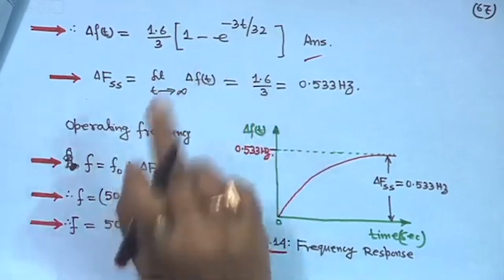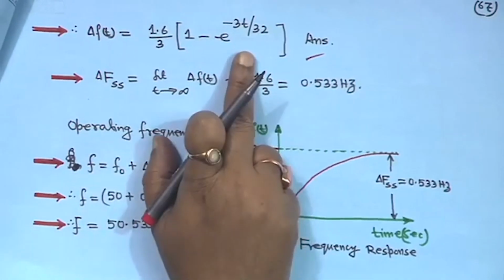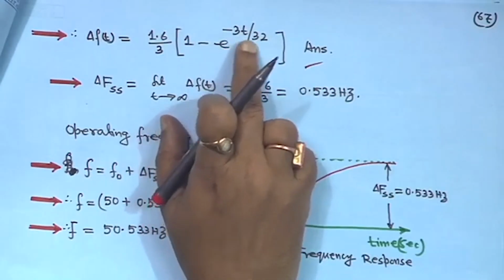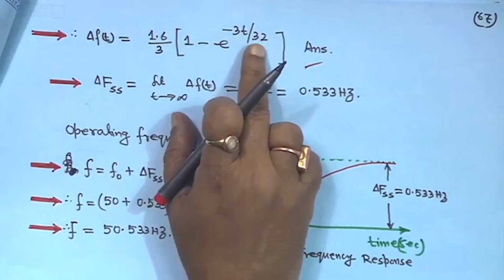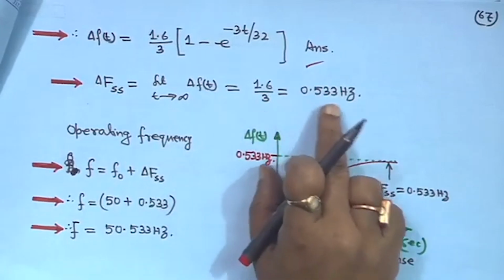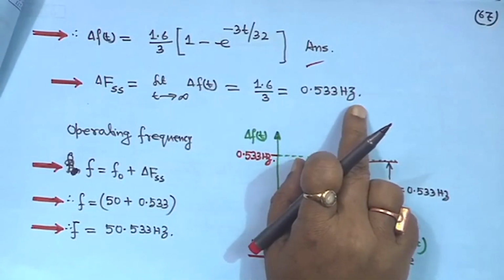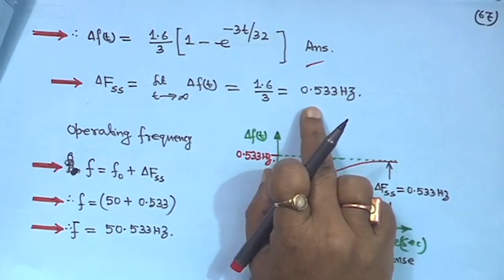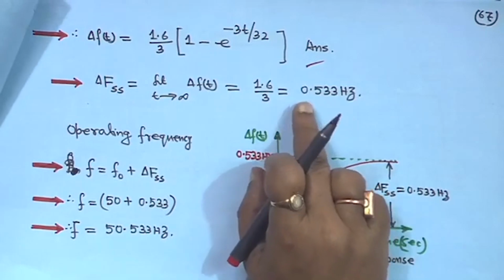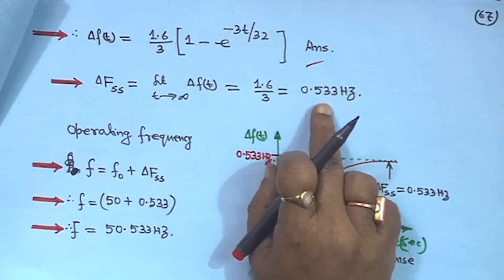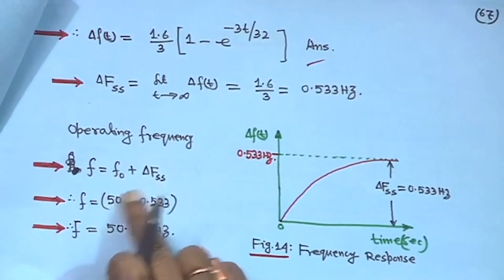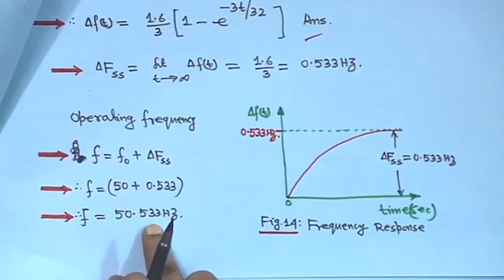Now, at steady state, t tends to infinity in this time response. So t tends to infinity means this term, e to the power minus 3t upon 32, is 0. This term has vanished. So delta f s is equal to 1.6 upon 3, that is 0.533 hertz. It is positive because the load has decreased by 16 megawatt, a negative load change, so the steady state frequency deviation will be positive. So the operating system frequency will be f equal to f0 plus delta f s, so it will be 50.533 hertz.